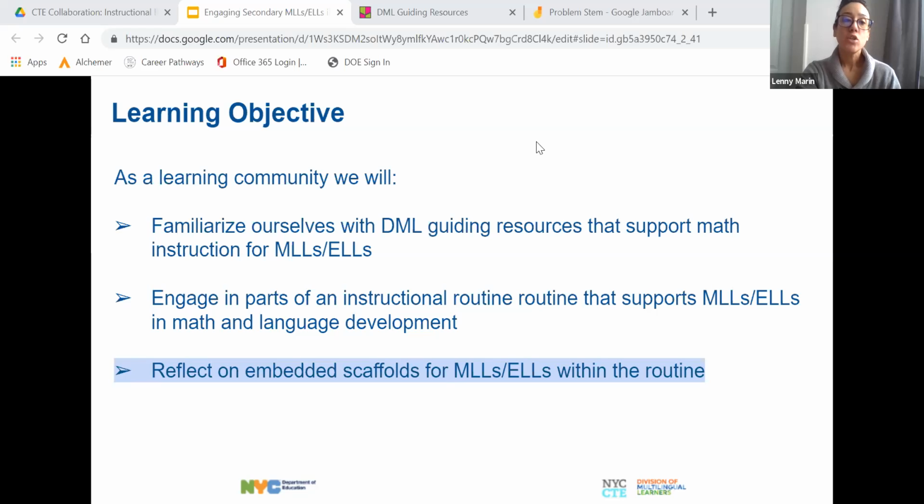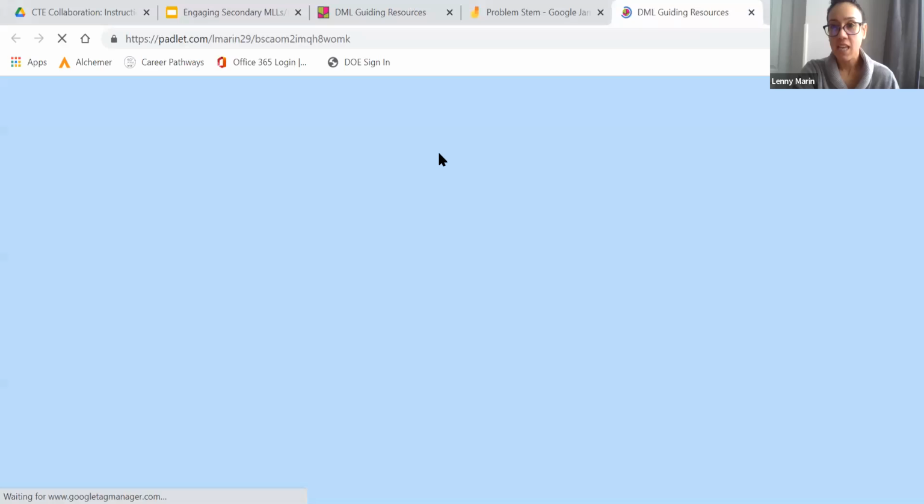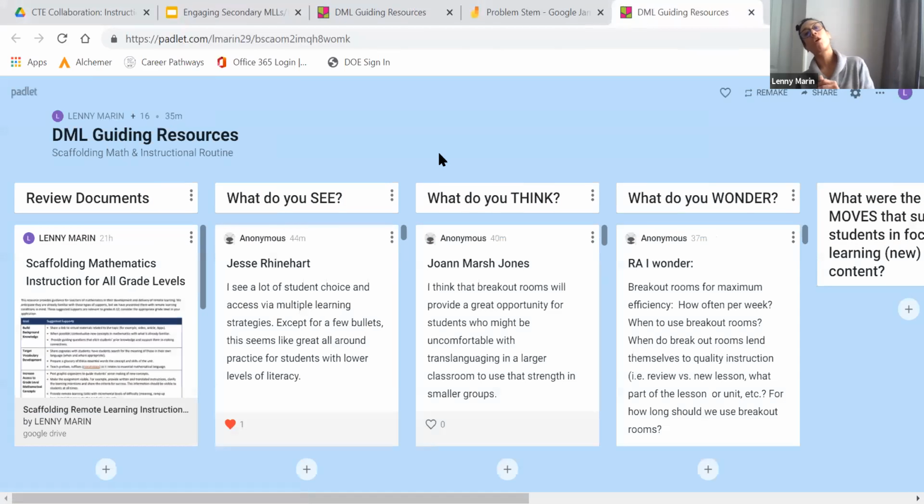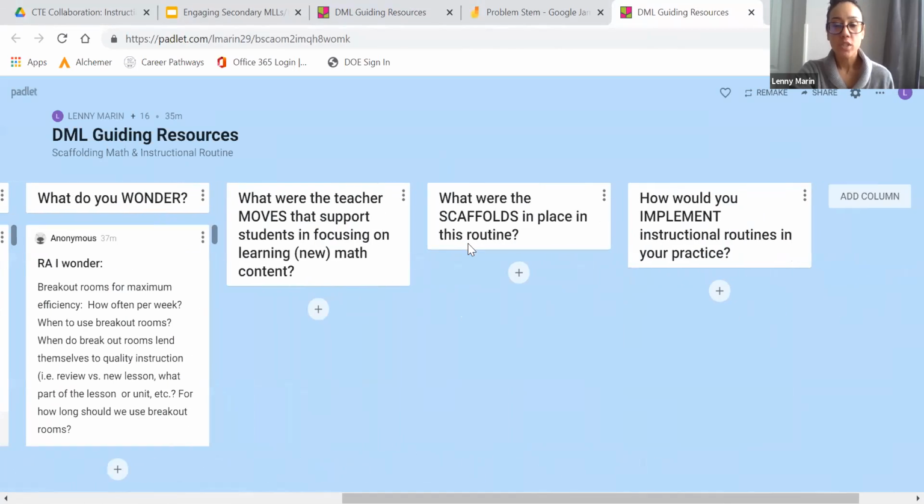But what I would like you to do right now is to spend some time reflecting on the embedded scaffold. I don't know if you remember, but I was asking you to jot down any scaffolds that you thought you saw throughout the routine. So we're going to go back to the Padlet. It's the same Padlet that we were using before when we were reviewing the resources. And you're going to go towards the end of the Padlet on the right.